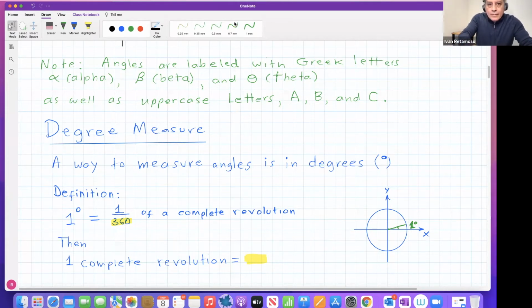Okay, guys, if 1 degree is defined as 1/360th of a full revolution, then one complete revolution should be given by 360 degrees, okay? 360 degrees, a full revolution.